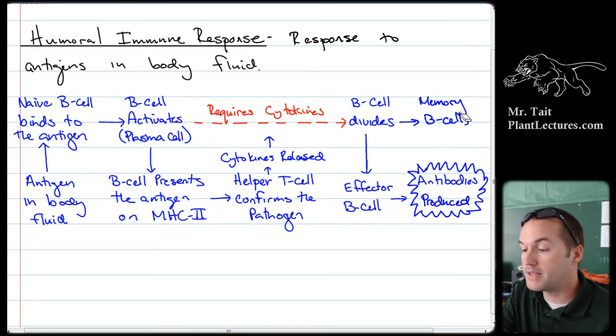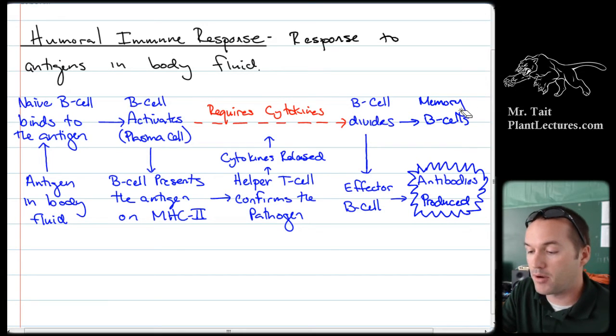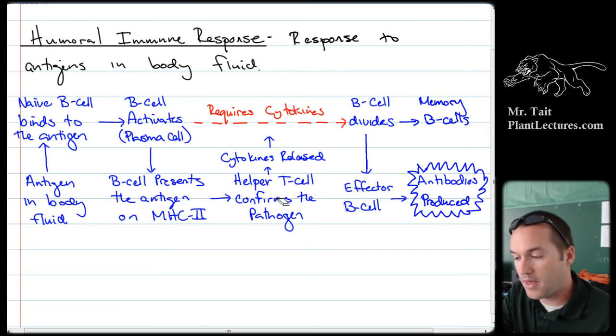The memory B cells act like naive B cells. So the memory B cells do this exact same thing again. Memory B cells will bind to an antigen. They'll activate, and they'll present it on MHC1. Then hopefully the T cell will release cytokines. They'll divide, and they'll divide into effector B cells.